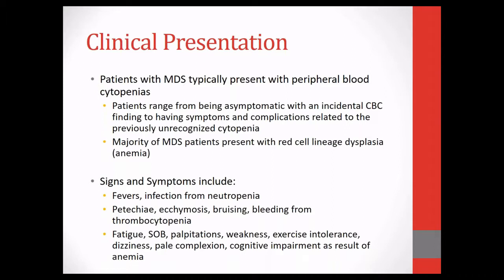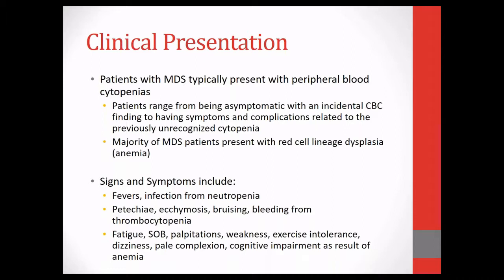The majority of patients present with red cell lineage dysplasia or anemia. Anemia occurs in approximately 90% of patients with MDS and is a major cause of morbidity. It is defined as a hemoglobin of less than 130 in males and 120 in females. Anemia can occur as a result of ineffective red blood cell activity in low-risk patients, whereas bone marrow failure can occur in higher-risk patients.